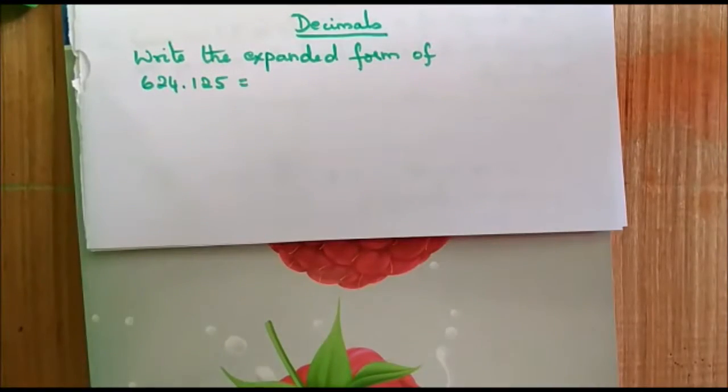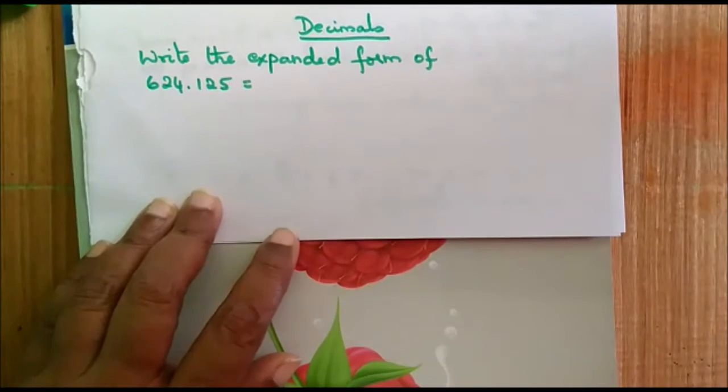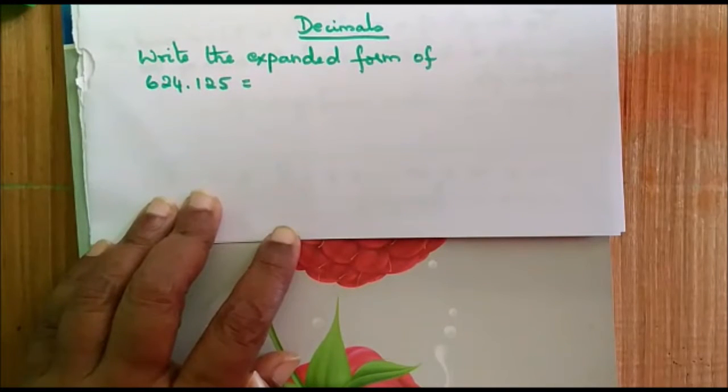Hello friends, in today's class we will see about decimals. Now we are given a number 624.125. You have to write the expanded form of this number.